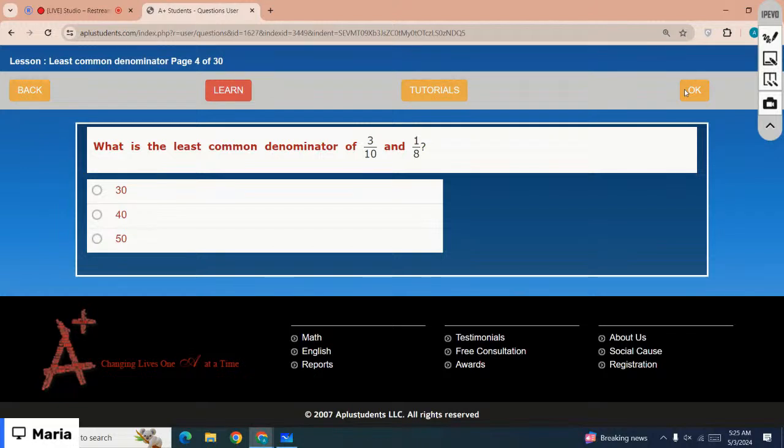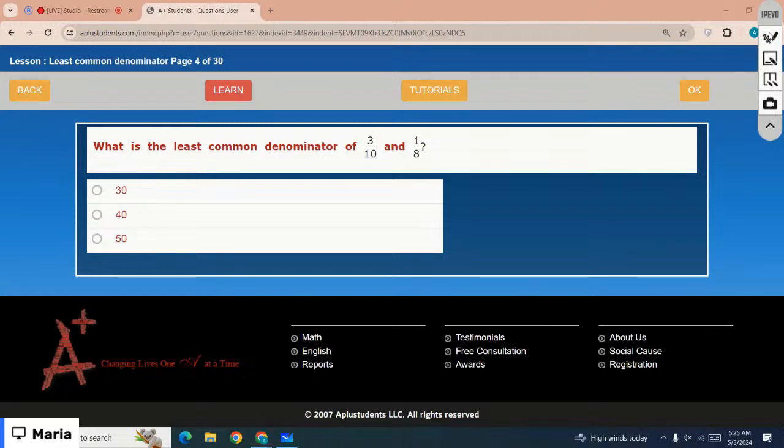What is the least common denominator of 3 over 10 and 1 over 8? Which is the correct option? The correct option is 40.